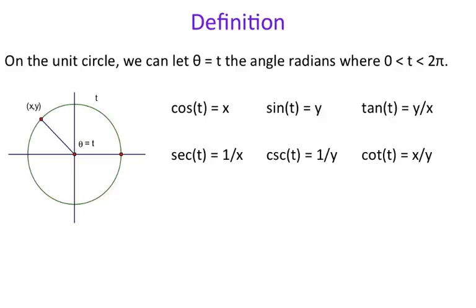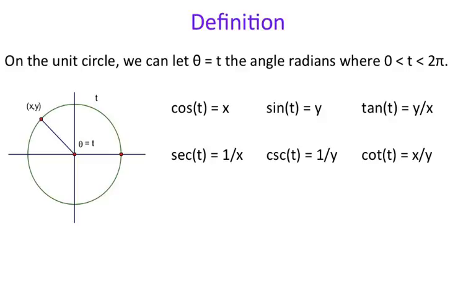We have already built the unit circle, so now we can use it to find exact values of trig functions. If you have a point on the unit circle, we can let theta equal t, where the angle is between 0 and 2 pi. Cosine of your angle represents the x-coordinate of that point, and sine of your angle represents the y-coordinate.